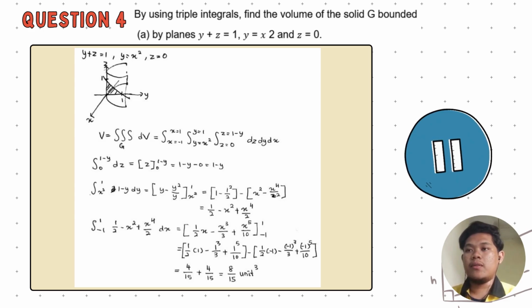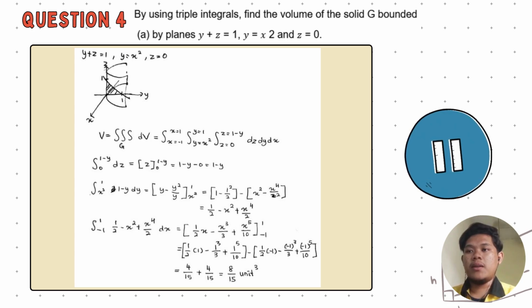So first we need to draw the plane in a 3D graph to get a better view in order to find the limits in the x, y and z directions. After that, we get the limit in the z direction is from 0 to 1 minus y, and in the y direction we get from x squared to 1, and in the x direction the limit is from minus 1 to 1.